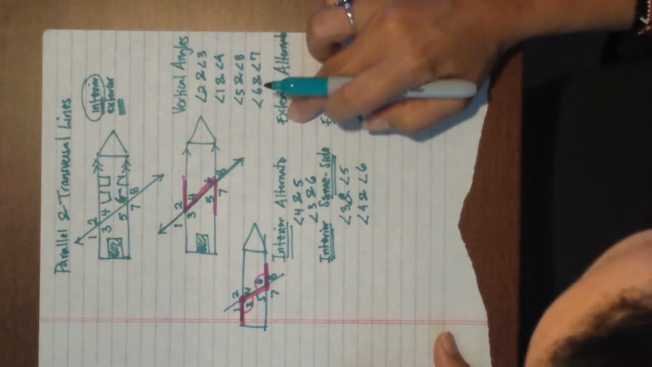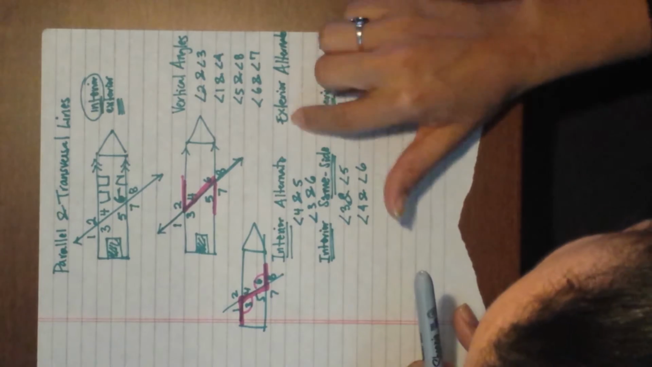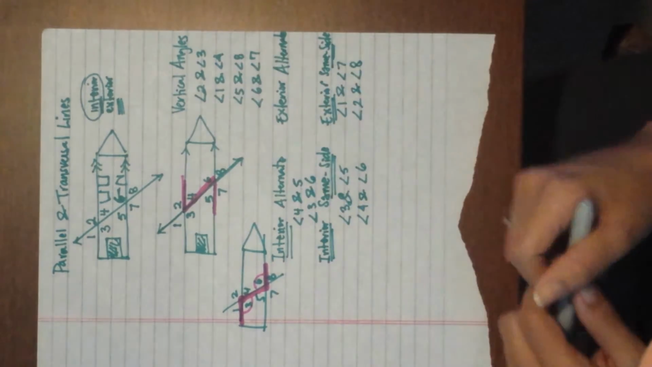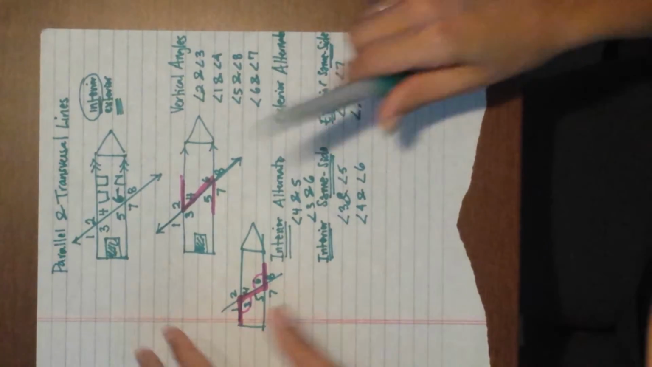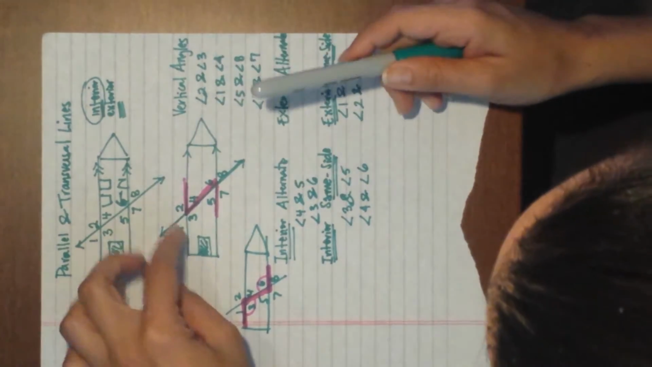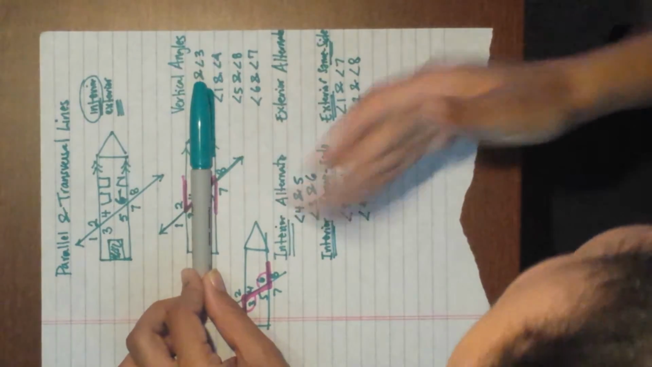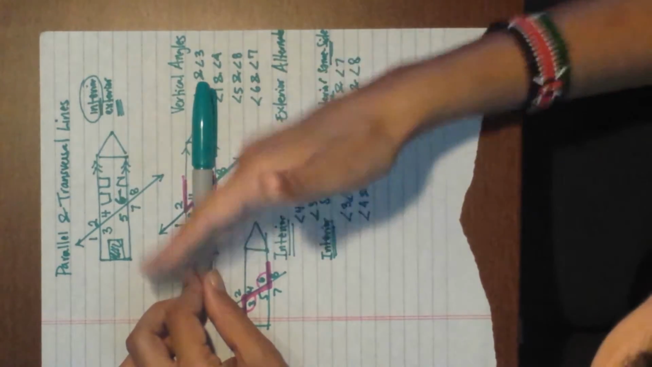All right, exterior alternate, same thing as we did before, only this time again it's on the outside. So look on the outside and you want to go alternate. So you're still looking at the angles that are on alternate sides of the transversal. So here's your transversal. You're looking at only the ones that are outside. So 1, 2, 7, and 8. And which one's on the alternate side? In other words, they cross over the transversal.